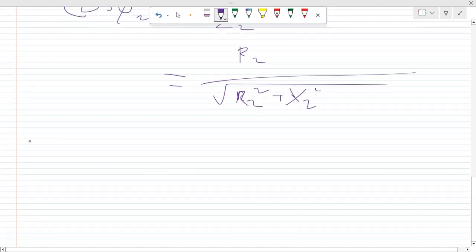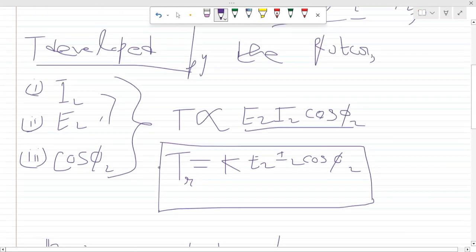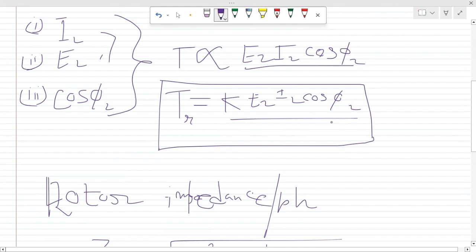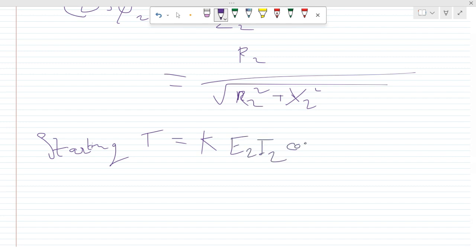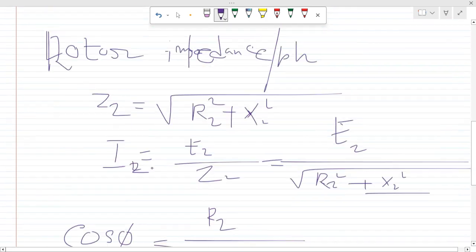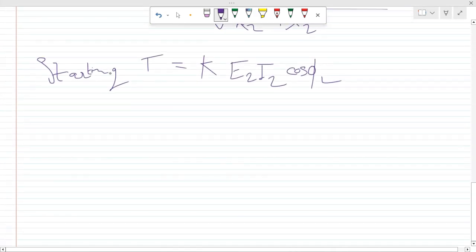Now I can write the starting torque. The formula we get here is K E2 I2 cos phi 2. This is the rotor torque. So I simply write the formula here.